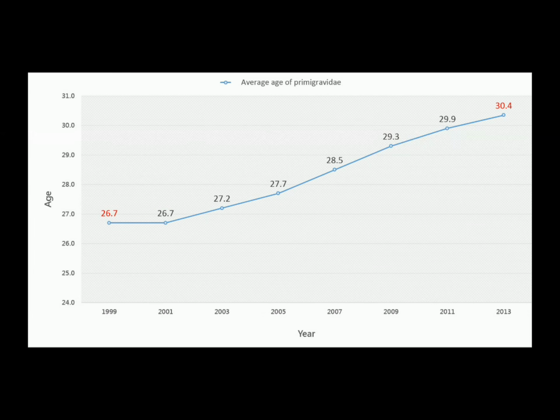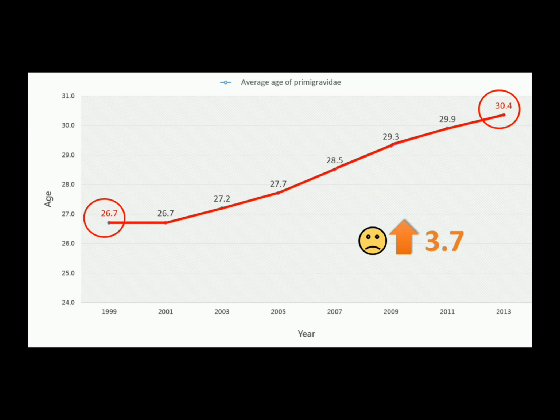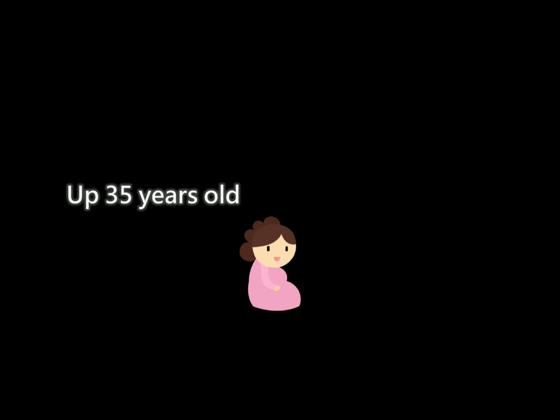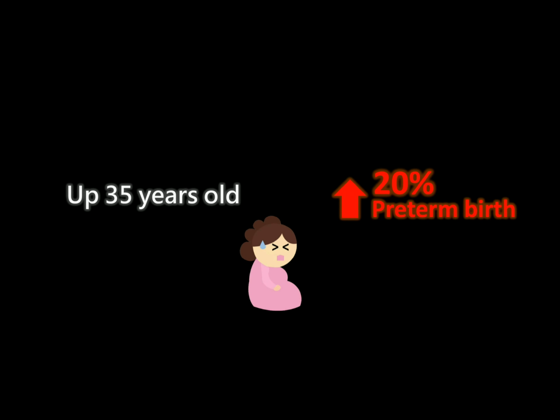Let's take the situation in Taiwan as an example. The data in these charts are collected from the Department of Household Registration, MOI, Taiwan. It can be noted that the trend of the age of pregnant women is climbing, from age 26.7 in 1999 to 30.4 in 2013, and the average age has increased 3.7 years. In addition, it has been reported that the preterm birth rate increases 20% for elderly pregnant women.